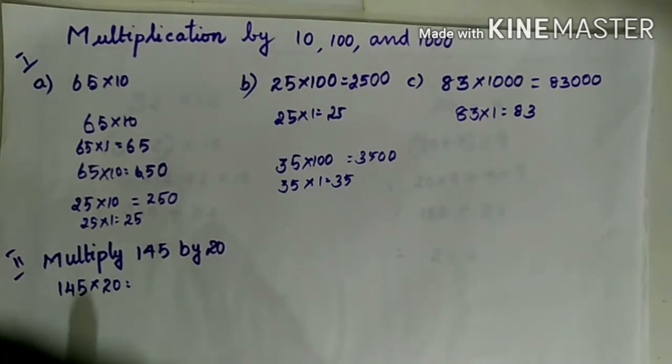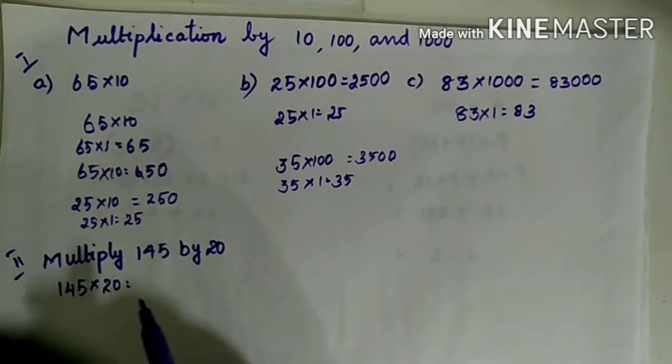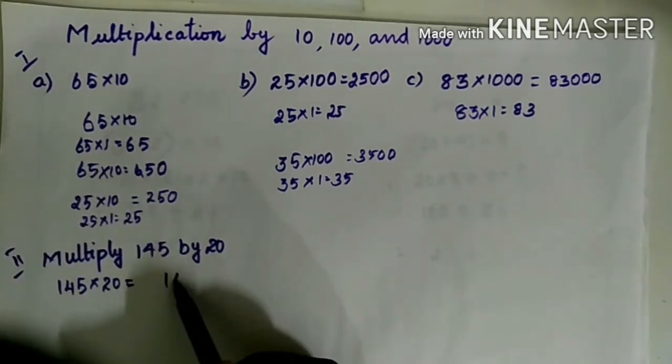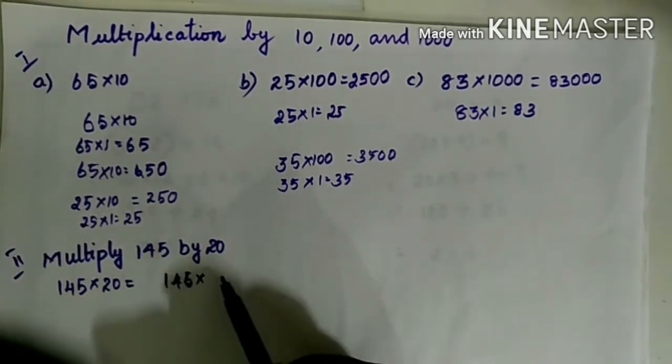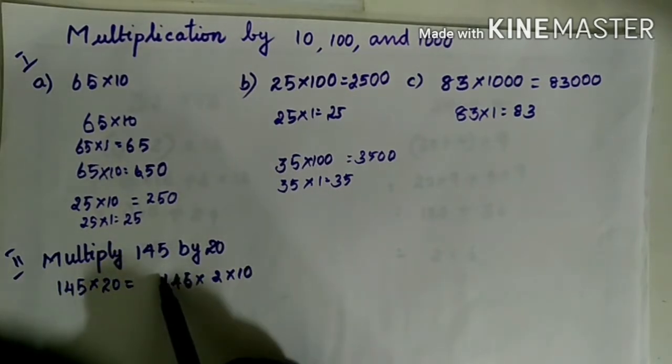So first what we have to do is multiply 145 by 20. 145 into 20, write like this. After that you split this 20 in terms of 10 like this. So 145 into 20 is 2 into 10, is 20. Am I right? Fine.